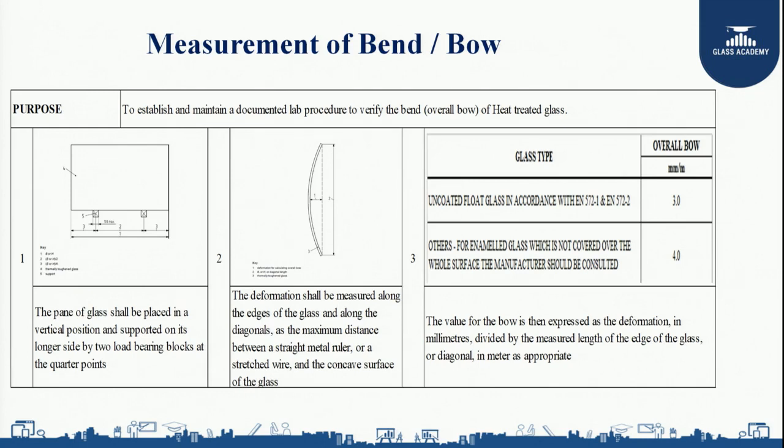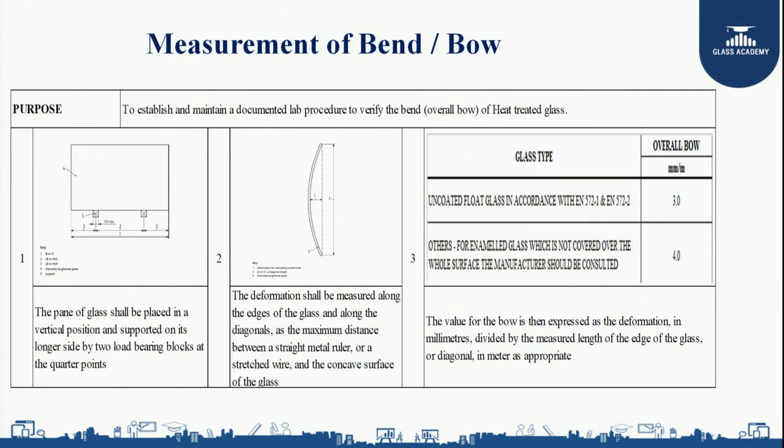Now, how are you going to conclude whether a glass is within the limit of bend or beyond the limit of bend? You can see in the standard, in a meter, 3 mm bend is allowed if it is uncoated float glass. For an enameled glass, 4 mm bend is allowed. The value for the bow is then expressed as the deformation in millimeters divided by the measured length of the edge of the glass or diagonal in meters, as appropriate.